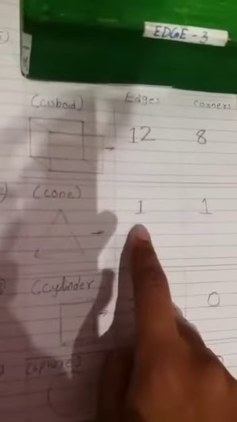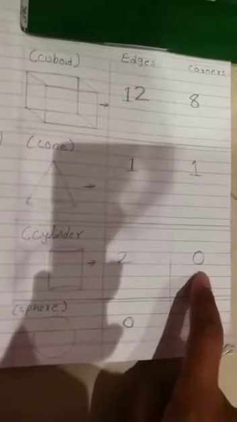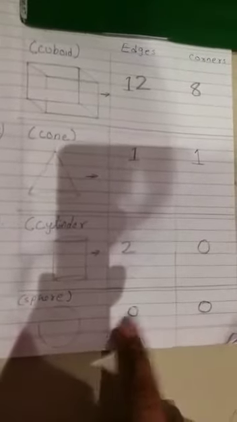Now we are going to do some quick revision. Cuboid has 12 edges and 8 corners. Cone has 1 edge and 1 corner. Cylinder has 2 edges and no corners, 0. Sphere has no edges, no corner. That means 0 edges and 0 corners.